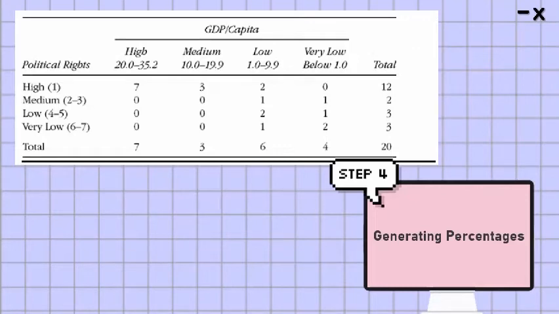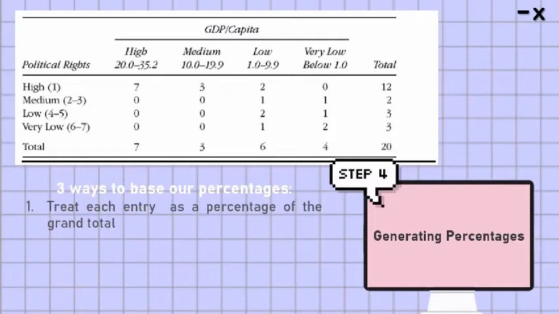For the next step, we will be generating percentages. We have to remember that percent means per 100, and in this case, we can set a common denominator or the same overall size. There are three ways to base our percentages. For the first one, we can treat each entry as a percentage of the grand total. For example, in the high cell entry, there is the number 7, and we can divide it by the grand total of 20. So 7 divided by 20 would be 0.35, and if we calculate it to percentage, it would be 35%.